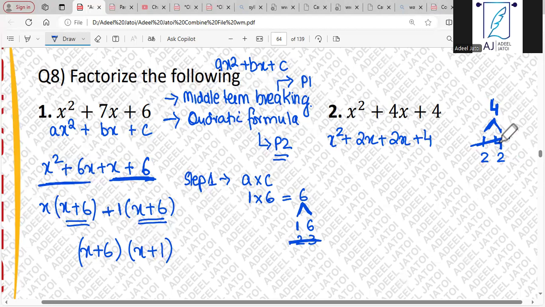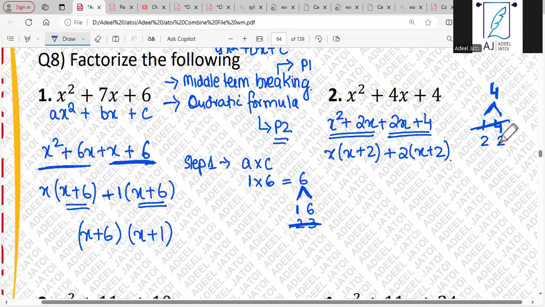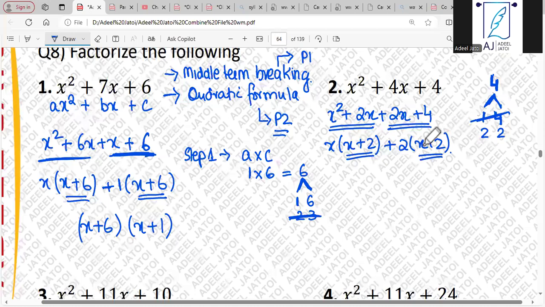x square plus 2x plus 2x plus 4. We take common from here, this will be x plus 2. We take common from here, 2 is common and this will be x plus 2. Now what we need to understand is that these two brackets are the same. So we make sure that we write it as one. This will become x plus 2. On the other end, the other bracket is also x plus 2. So we write down x plus 2.